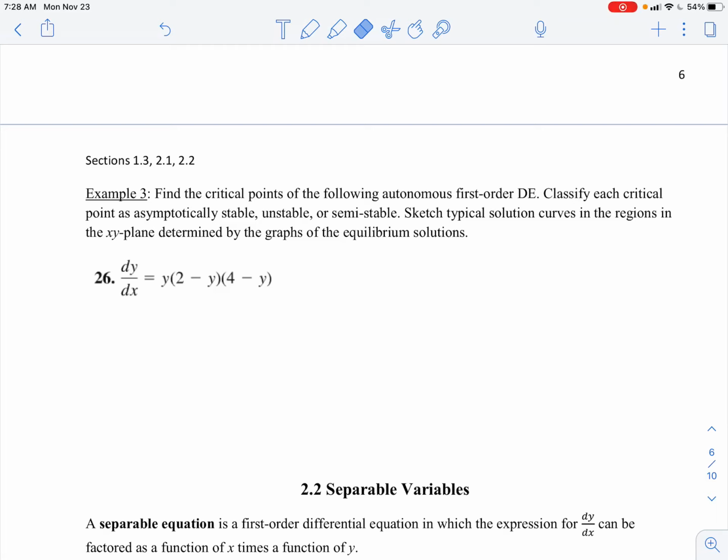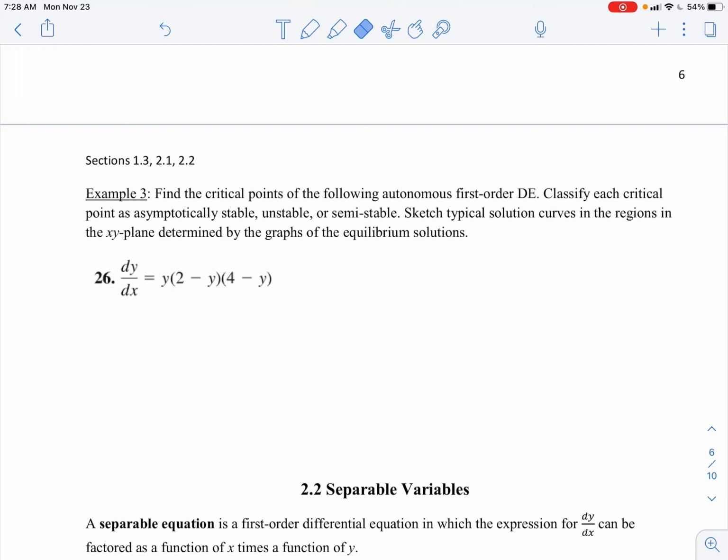For example 3, find the critical points of the following autonomous first-order differential equation. Classify each critical point as asymptotically stable, unstable, or semi-stable. Sketch the typical solution curves and the regions in the xy plane determined by the graphs of the equilibrium solution.